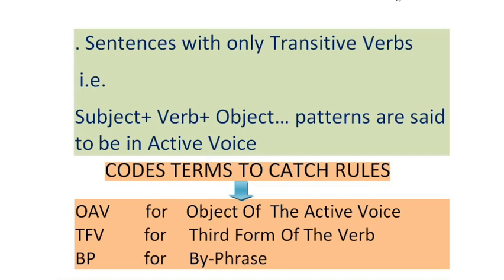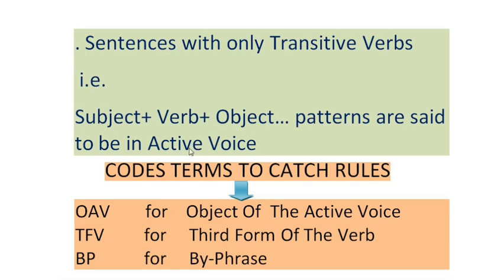But the first question is, which sentences are said to be in active voice? The answer is very simple. The sentences with only transitive verbs, in other words, subject plus verb plus object patterns, are said to be in active voice. If there is a verb plus object pattern, the verb will definitely be called a transitive verb. If there is no transitive verb, if there is an intransitive verb, we cannot passivize the sentence.